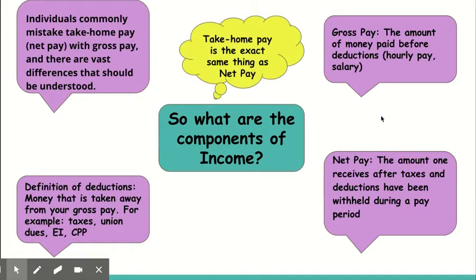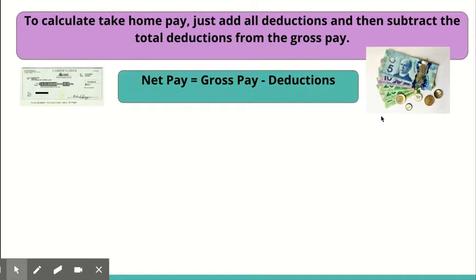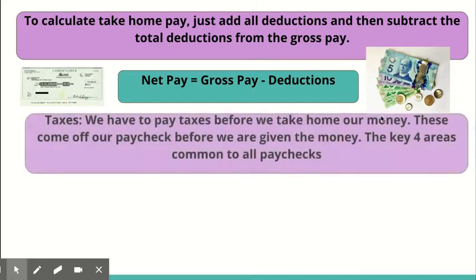So take-home pay is the exact same thing as net pay. So your net pay is the amount of money that goes into your bank account or you get a check for. So to calculate take-home pay, just add all the deductions and then subtract the total deductions from the gross pay. So your net pay equals your gross pay minus the deductions. So taxes, we have to pay taxes before we take home our money. These come off our paychecks before we even give them the money.